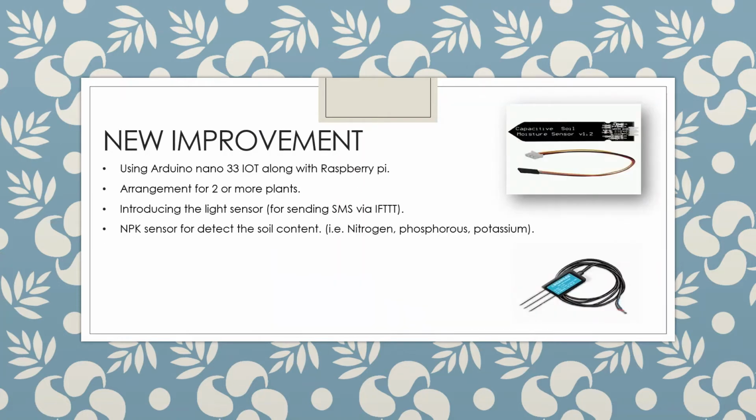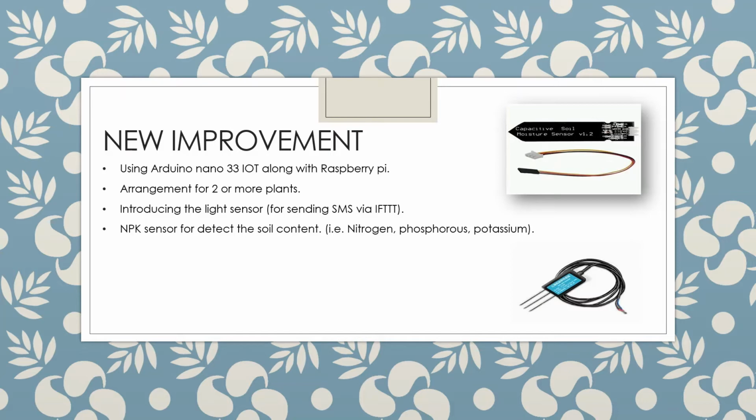So now I want to improve this previous project by using Arduino Nano 33 IoT along with the Raspberry Pi to improve its connectivity and to have more Internet of Things in my project. So basically it's going to be two or more plants, as in the previous one I was analyzing only one plant. So in this I'm going to be using a multi-plant system.